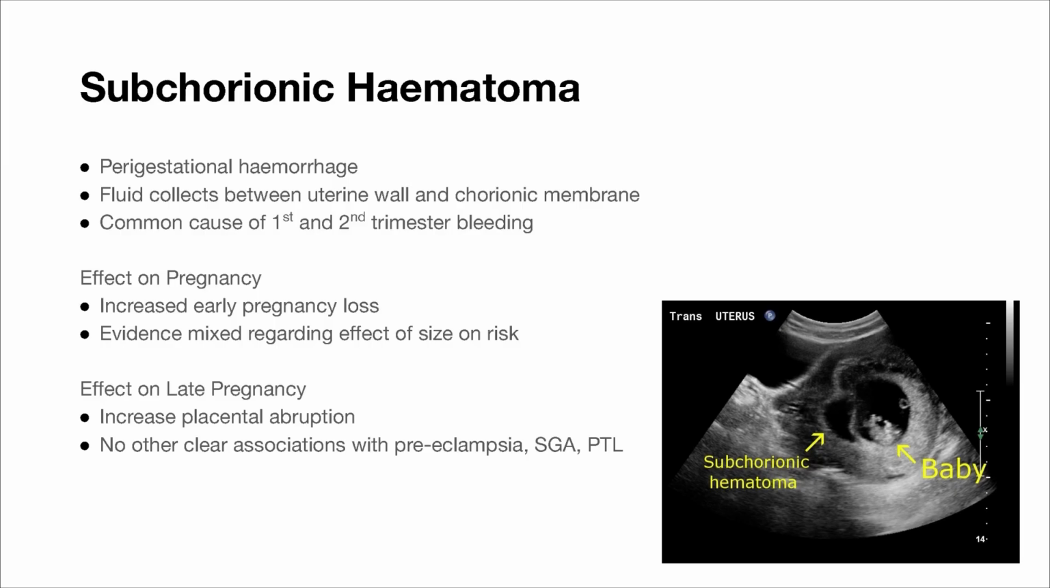This is an example of a subchorionic hematoma just next to a gestational sac and fetal pole. It's worthwhile taking the time to have a look at ultrasound images of your patients, but also then having the conversation with women so that you're the first person to address these concerns before they go home and inevitably do their own research online.